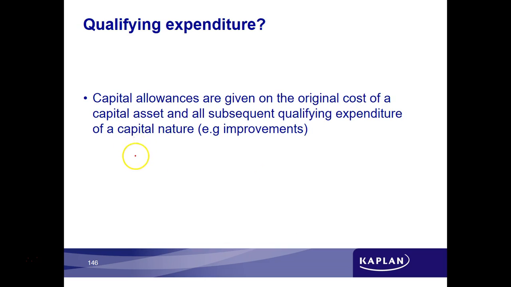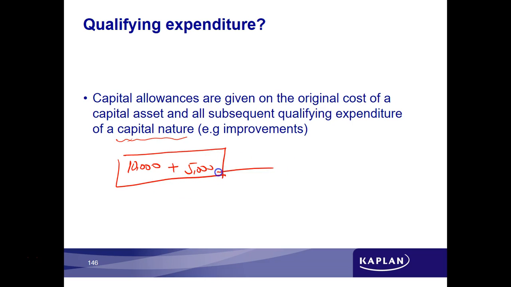Again, how do we work out these capital allowances? Capital allowances are given on the original cost of the capital asset and everything that has added to its value of a capital nature. So if you bought an asset for £10,000 and during the year you upgraded it and improved it, you are allowed capital allowances on the total cost, as long as it is considered an improvement, as long as it's considered as increasing the value of that asset.